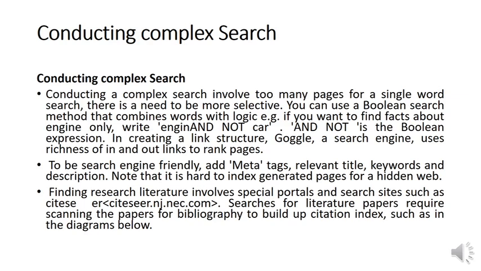Conducting complex search. Conducting a complex search involves too many pages for a single word search. There is a need to be more selective. You can use a Boolean search method that combines words with logic, e.g. if you want to find facts about engine, you write engine and or not. And, or, not is in the Boolean expression. You have done it in your logic in creating a link structure.